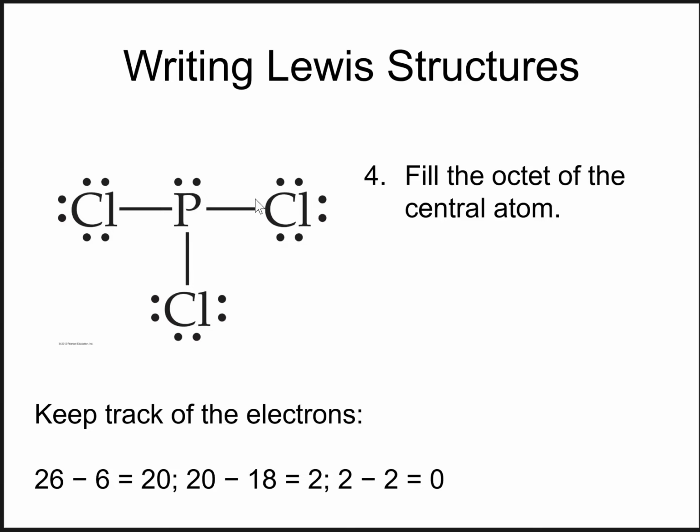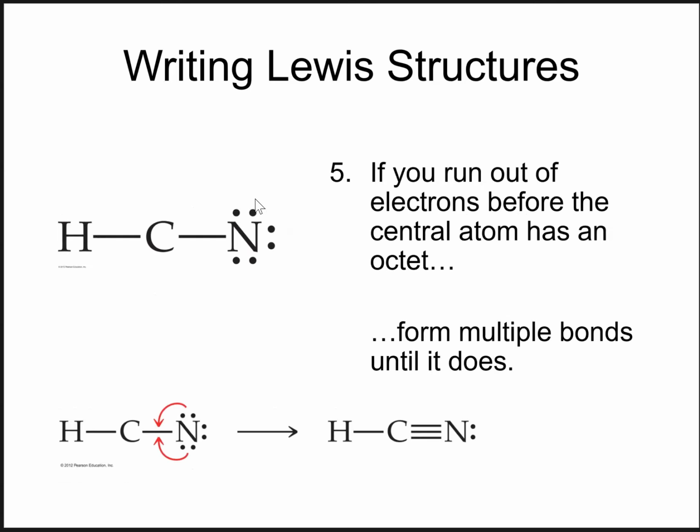So when assigning electrons after bonds are placed, the most electronegative element gets electrons first, and then the least electronegative element gets the remaining electrons last. And if you run out of electrons before the central atom has completed its octet, then you need to take electrons in the form of lone pairs, those sets of 2 dots, and change them into a bond. So for every line, you have 2 dots. You can see here, the nitrogen on the bottom left takes 2 of its lone pairs, sets of 2, and turns what was once a single bond into a triple bond here.